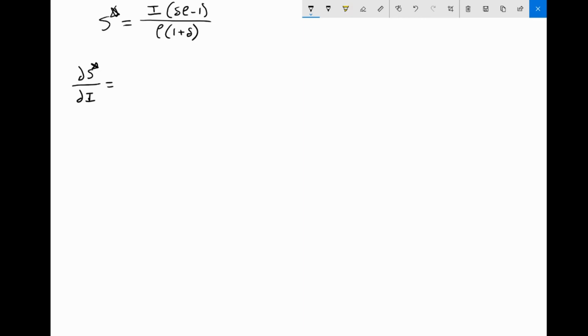Well, if we think about this as delta rho minus 1 over rho times 1 plus delta, times I, then the derivative becomes straightforward. It's just delta rho minus 1 over rho times 1 plus delta. I don't even need the parentheses anymore.